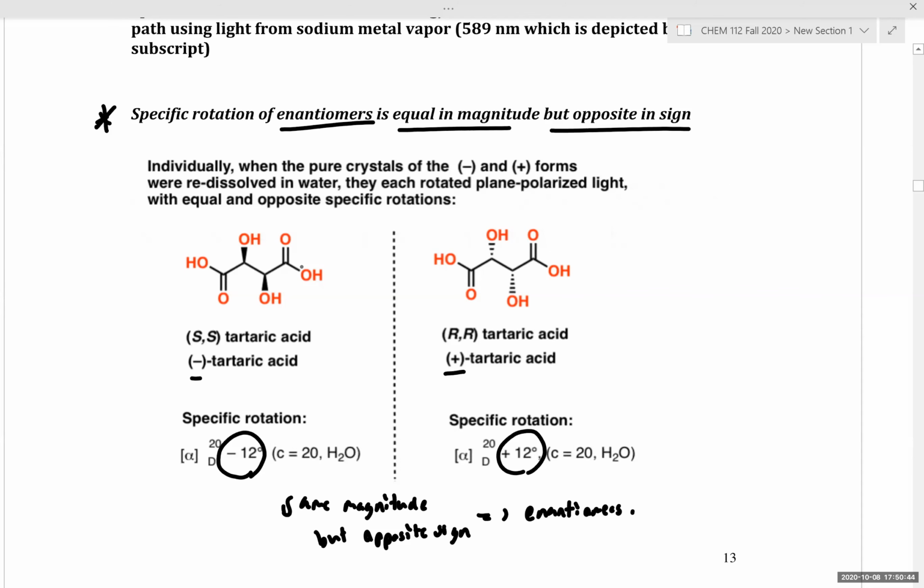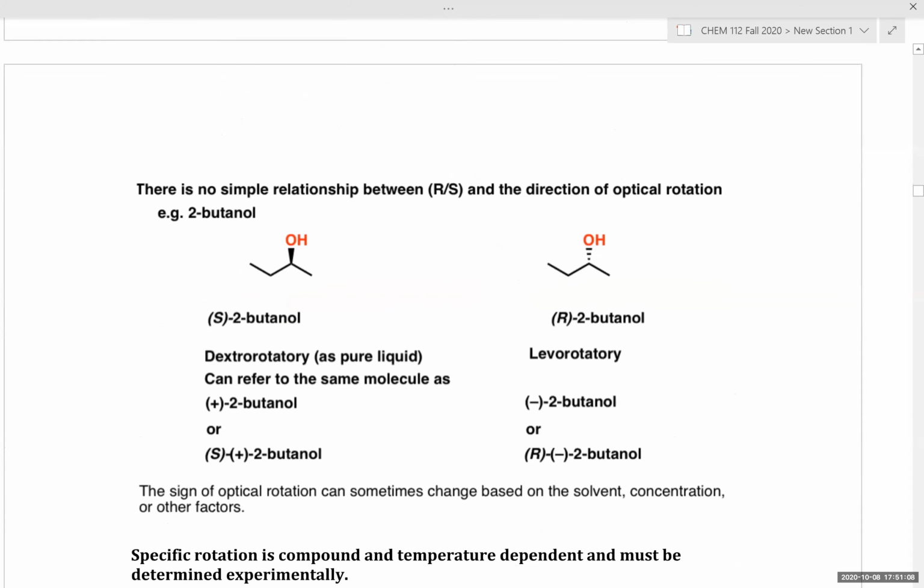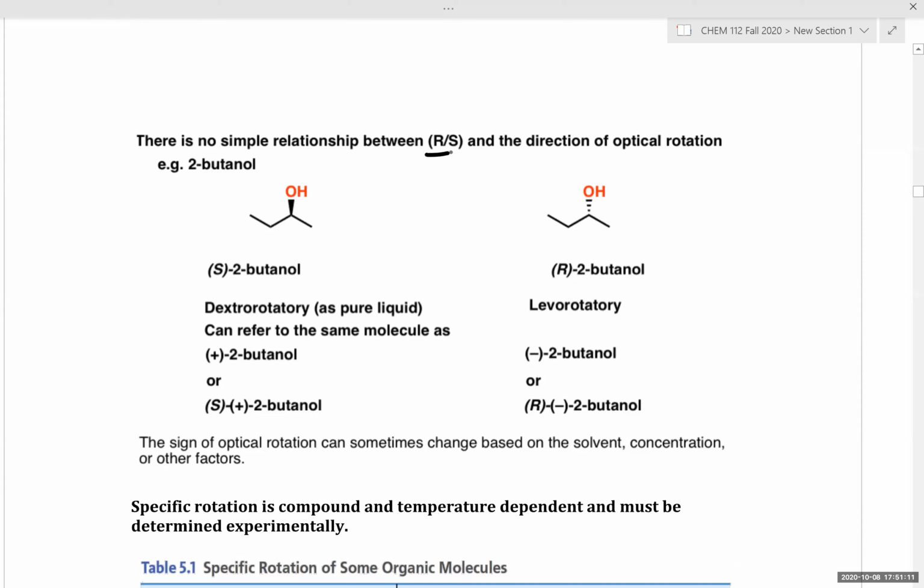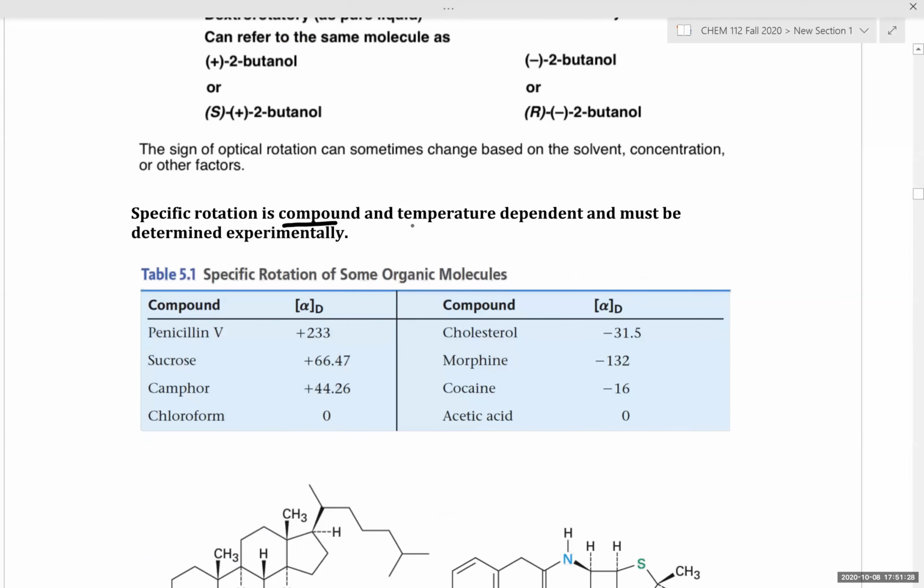Okay, so again, one thing I want to emphasize, the sign and magnitude of the optical rotation depends on the compound that you're looking at. What we do know is that enantiomers of a compound will have the same magnitude but opposite sign for their optical rotation. So again, there's no simple relationship between the RS assigned stereochemistry and the direction of optical rotation.